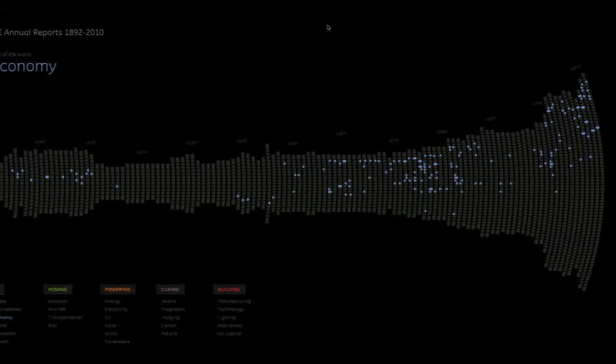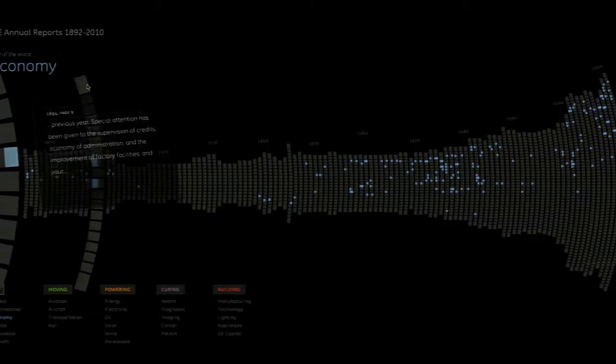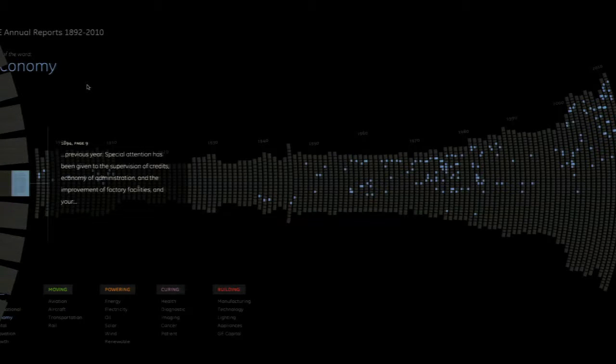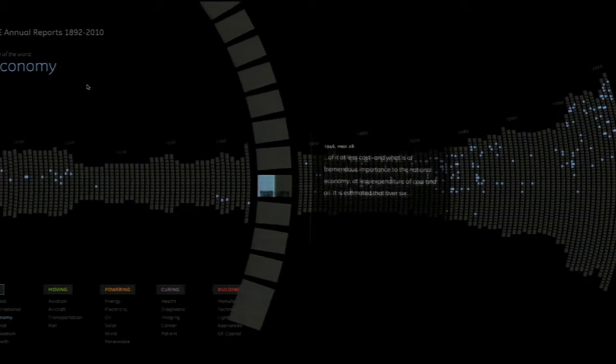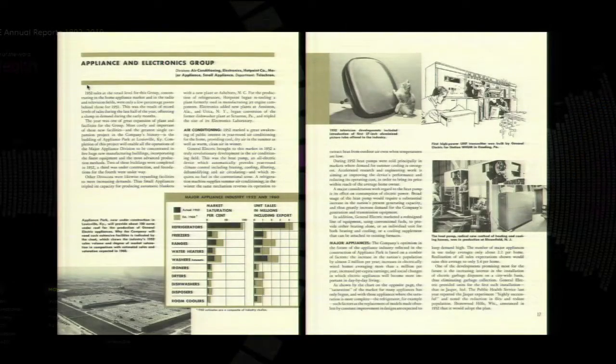Something like the word economy. A word might be used different ways, one of the wonderful ambiguities of the English language. Economy in these older pages talks about, for example, several novel types of arc lamps having greatly improved economy if perfected and placed in the market. So talking about economy of simplification, business process, manufacturing process, and so on. Economy of administration, simplifying how their facilities were run. It's not until the mid-40s that they start talking about the national economy, and that's presumably part of the public consciousness, being discussed a little bit more.